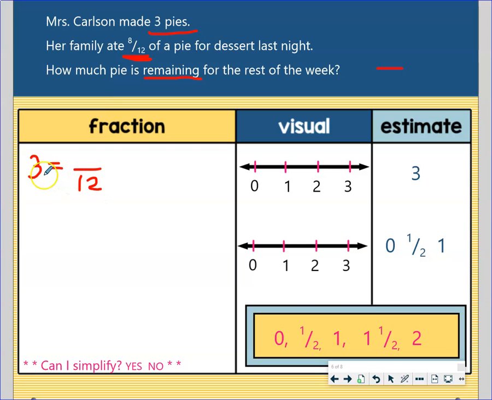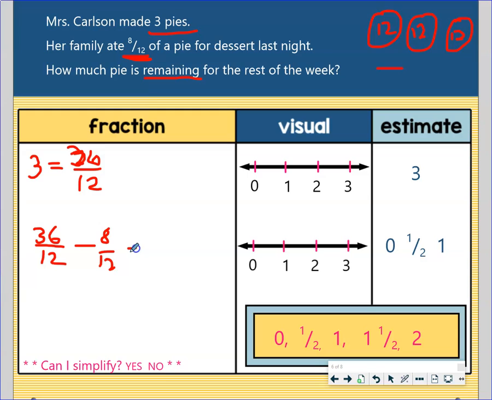Now, how can I do that? I can say, well, it's like I have 3 pies cut into 12 pieces each. So I could draw a pie with 12 pieces in it. So it'd be 12, 12, and 12. When I put all these together, 12 plus 12 is 24, plus another 12 is 36. So 3 whole pies is the same as 36/12. So now I've got 36/12 minus 8/12.